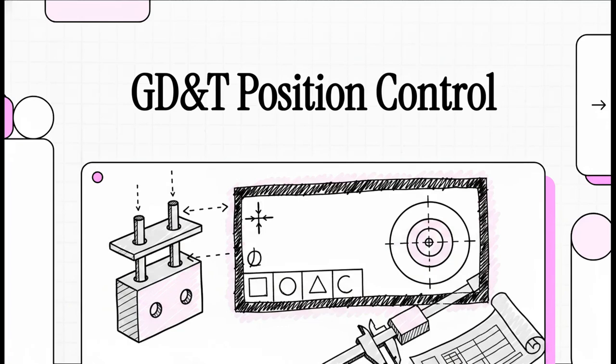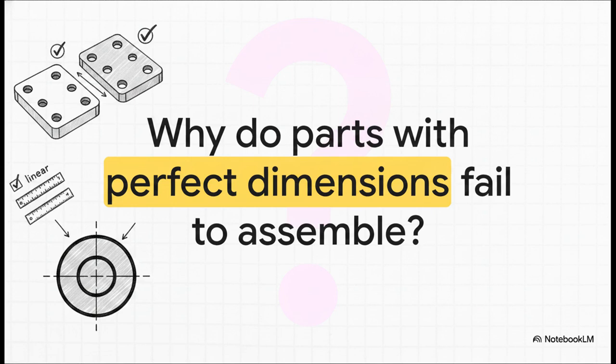Okay, let's dive right into lesson 16 of our master course. Today's explainer is all about why position tolerancing is, hands down, the absolute most vital control in your engineering and manufacturing toolkit. We are kicking things off with a painful reality that honestly, many of you have probably faced on the shop floor. Imagine this scenario.